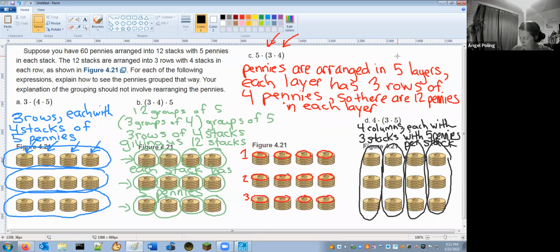So the only thing we didn't do in D and A that we did in B and C was articulate the multiplication. We said it, we just didn't write it, right? So in D, then we have each with 3 stacks of 5 pennies per stack, giving 15 pennies in each column, right? Something like that.